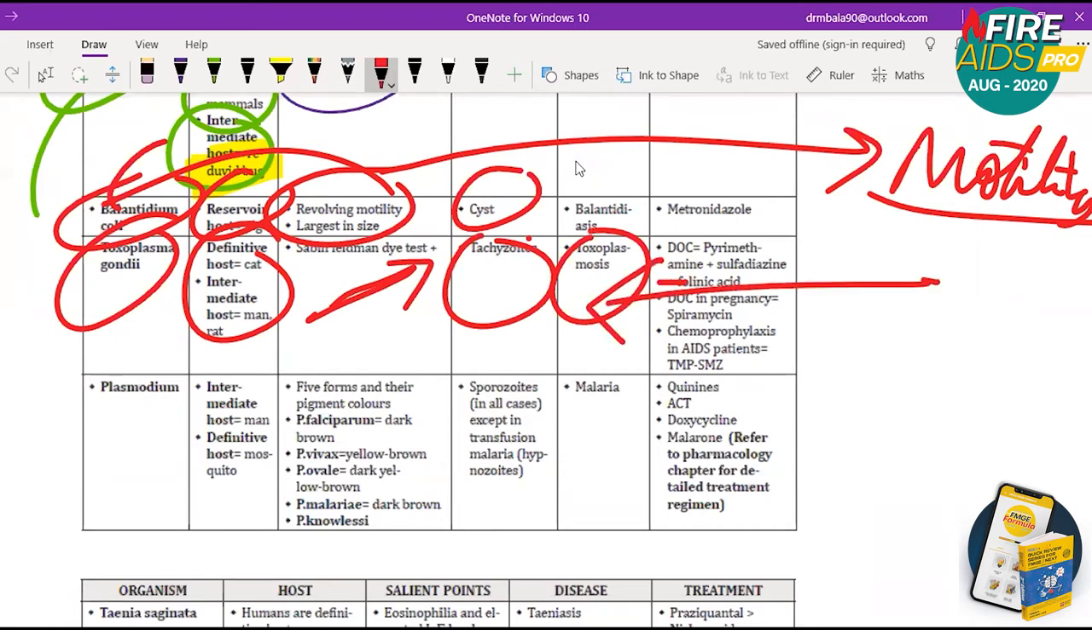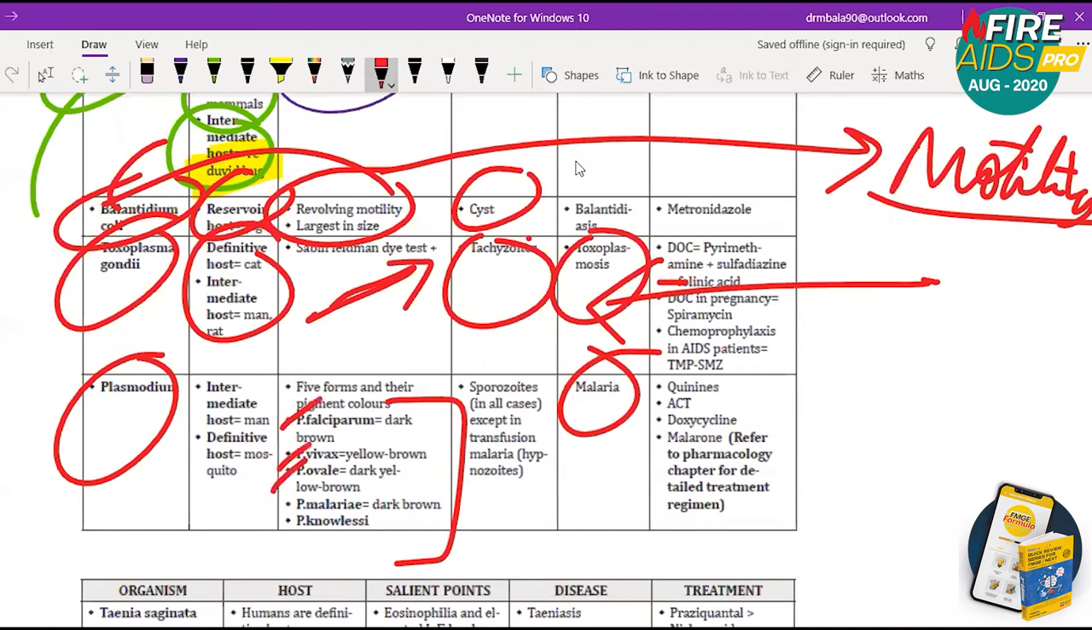Okay, then we talk about Plasmodium. Plasmodium causes malaria. There are basically five forms and their pigment colors are given here: falciparum, vivax, ovale, malariae and knowlesi. About knowlesi, we don't know the pigment color, so we're not talking about that. Falciparum is dark brown, vivax is yellowish brown, ovale is dark yellow brown, and malariae is dark brown again. These points must be stressed, very important.